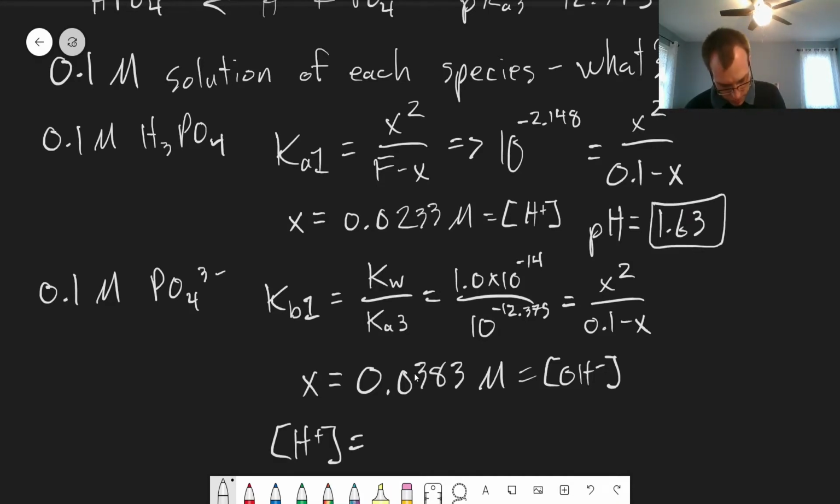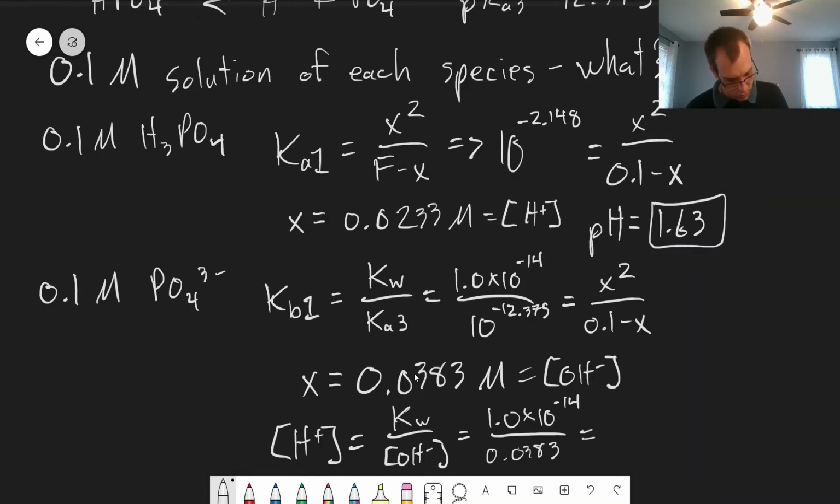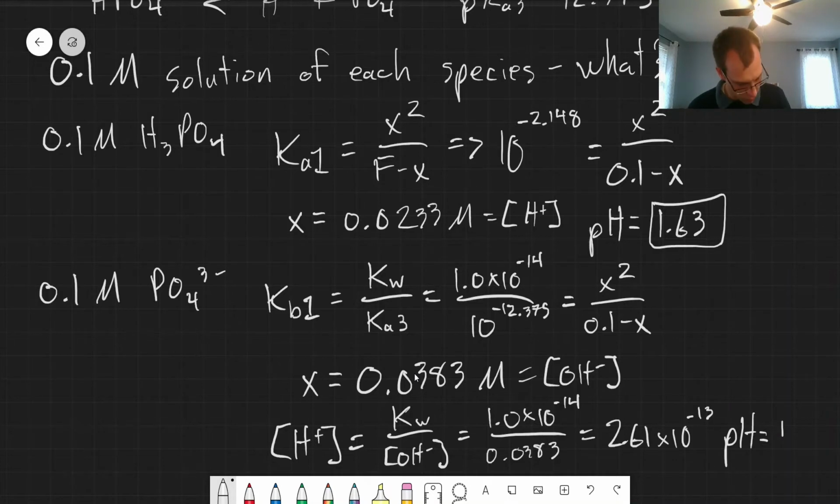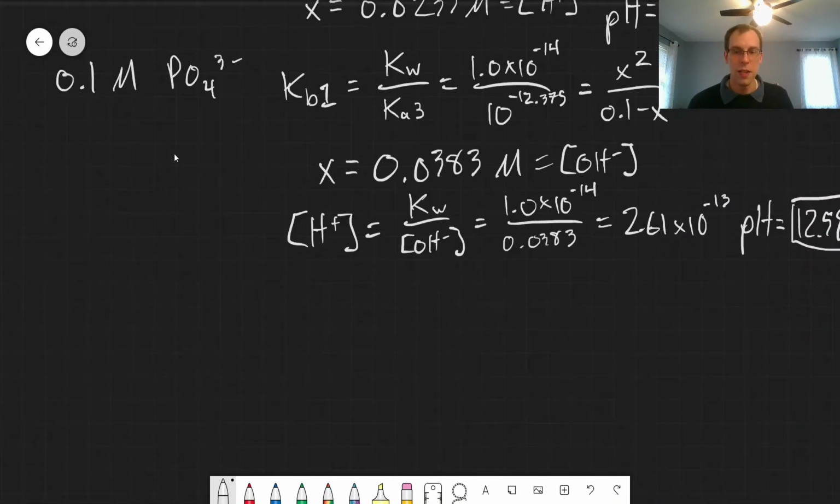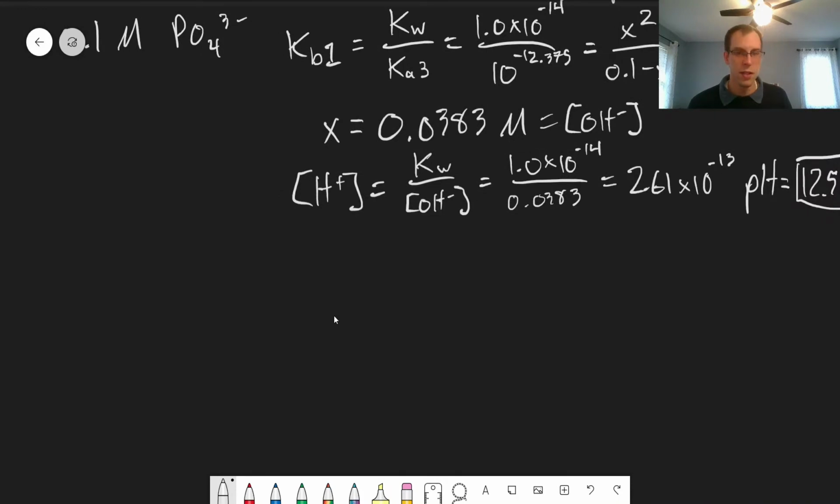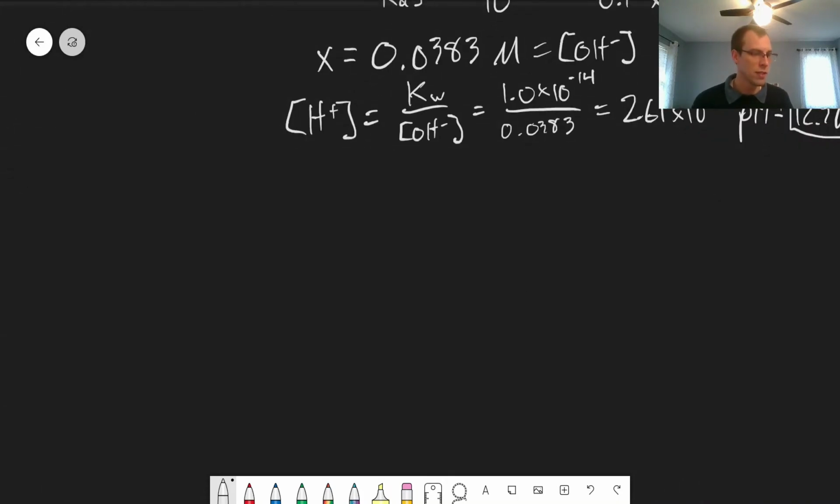Right, so if we use Kw, we get H+ equals Kw over concentration of hydroxide. 1 times 10 to the minus 14 divided by 0.0383, which gives us a very small concentration of H+, which we'd expect because this is a base. 2.61 times 10 to the negative 13. We convert that to a pH and we get 12.58. So very basic, like we'd expect. Now the intermediate forms, we can use the equation that we have previously derived.